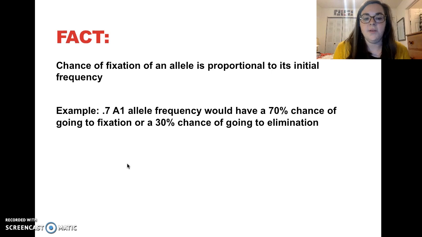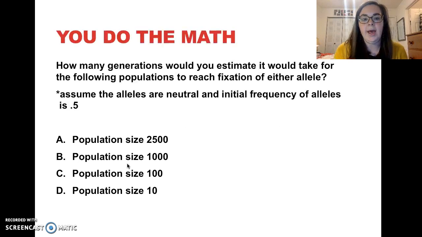Also, the chance of fixation of an allele is proportional to its initial frequency. So, like in our previous example with the blue dots and red dots, the bottom figure had 7 blue dots, so the blue allele would have a 70% chance of going to fixation, while the red dots would have a 30% chance of going to fixation. And that's inversely proportional. If it's got a 70% chance of going to fixation, there will be a 30% chance of not. So let's move on to a little math.